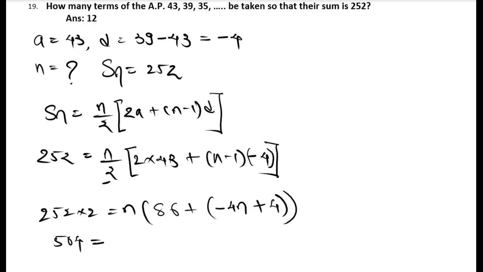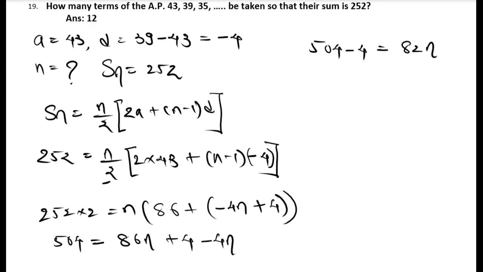So 252 twos are 504 is equal to 86n plus 4 minus 4n. Let me simplify this over here. So 504 minus 4 is equal to 86n minus 4n is 82n. Right? Everything is correct, right? Let me check if I have made any mistakes or not.